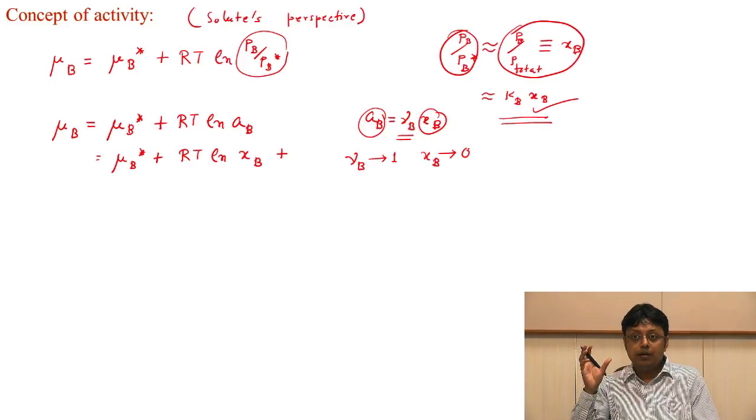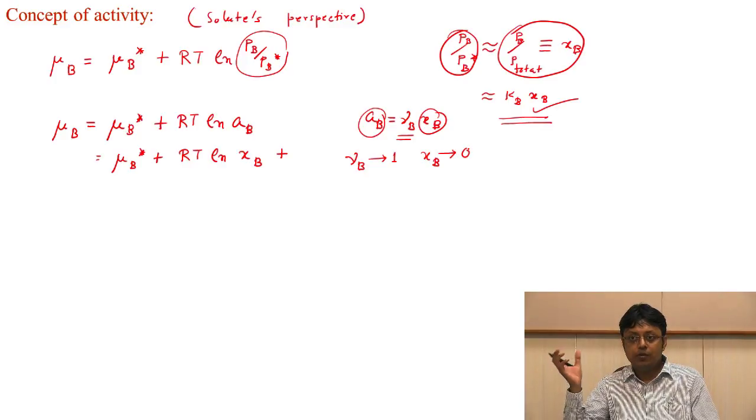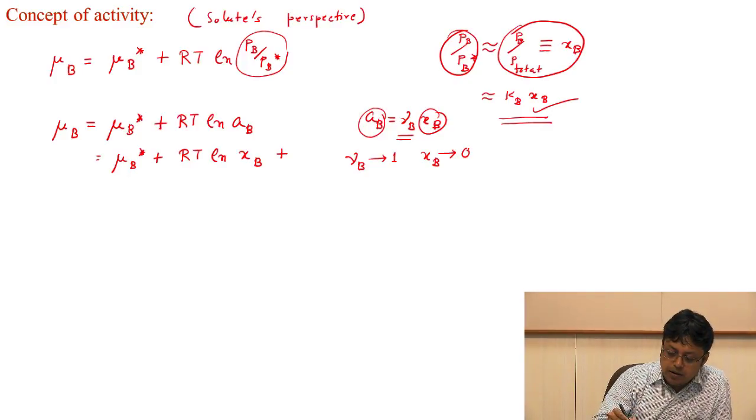Remember that a dilute solution means it's mostly solvent and very little solute, which means XA tends to 1 and XB tends to 0. So if we impose that condition, and I also say that gamma B tends to 1, then we have a problem. Then actually we have Raoult's law, which we know is already wrong. So either we can write that gamma B tends to KB, then it is fine.